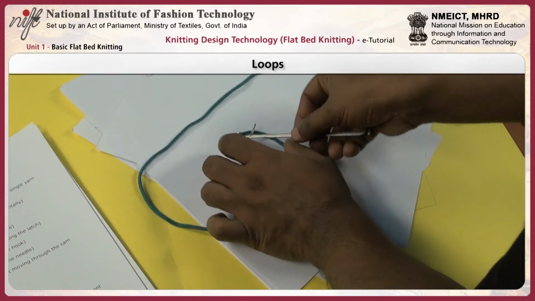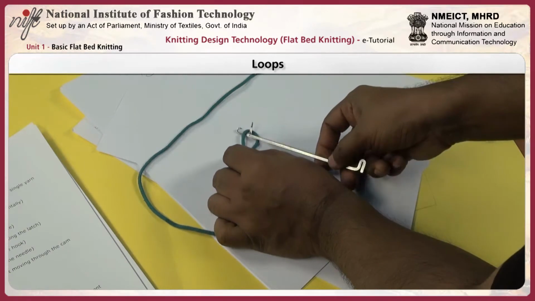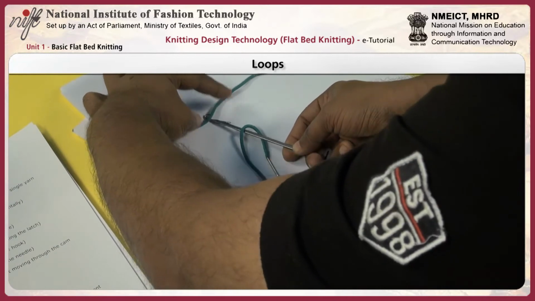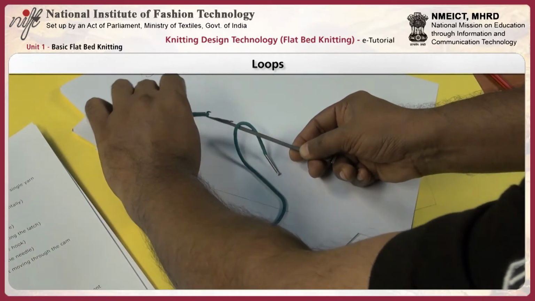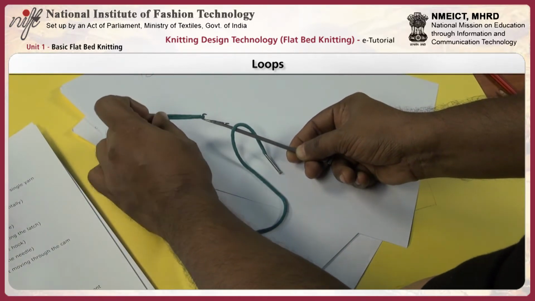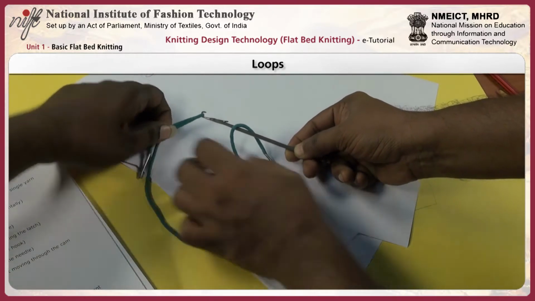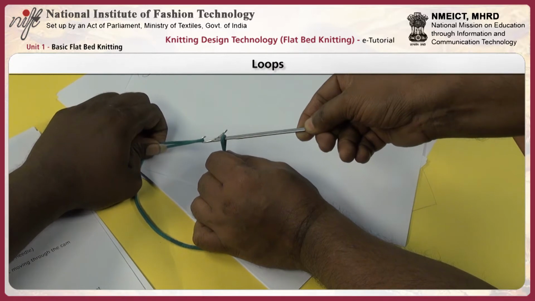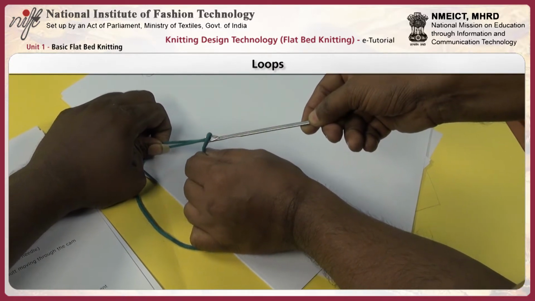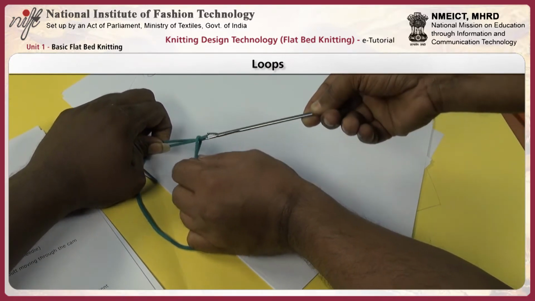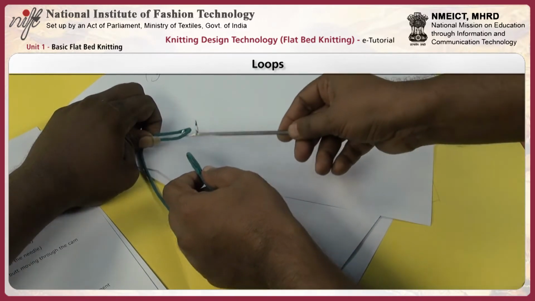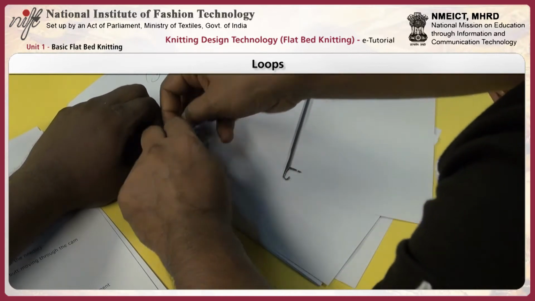So, when this needle goes up, it catches the new thread. Hold it. Just hold this here. Yeah, that's enough. And when this needle comes back, this loop slips over, creating a loop structure. I will show it once again.